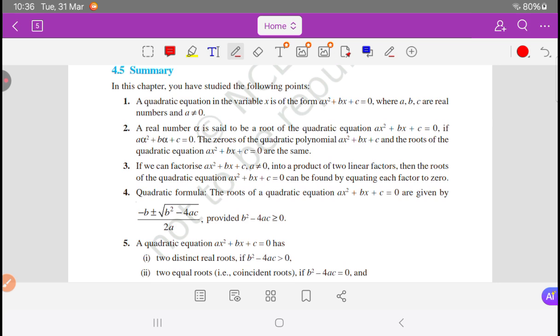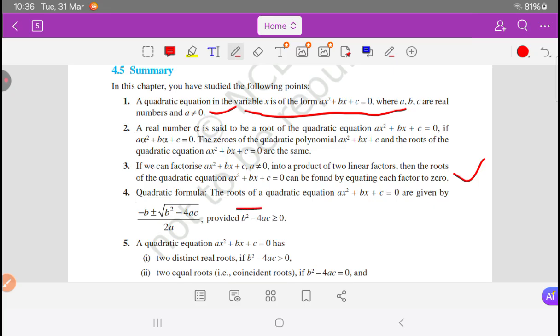Summary. A quadratic equation in variable x is of the form ax square plus bx plus c, where a, b, c are real numbers and a is not equal to 0. You can factorize ax square plus bx plus c equal to 0, where a is not equal to 0, into a product of two linear factors. Then the roots of the quadratic equation can be found by equating each factor to 0.